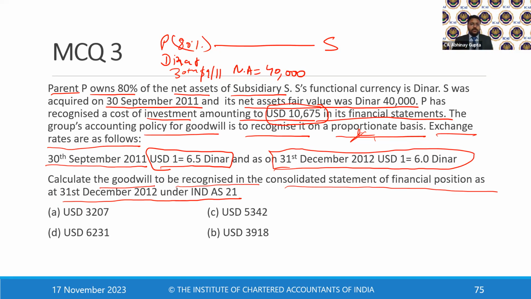Right? So this is the question. Now, before you start doing calculations, let's recap the related concept we have discussed, which will be helpful here. The concept is that goodwill fair value in the functional currency of the foreign operation needs to be reinstated on the closing date. What is the closing date? It is the date on which the financial statements are being prepared, that is 31st December 2012. So on this date it will be reinstated.